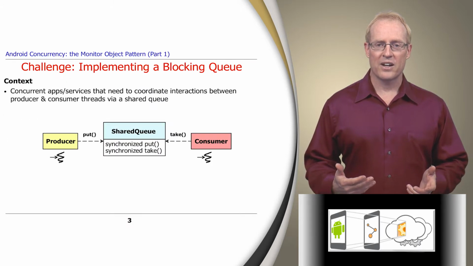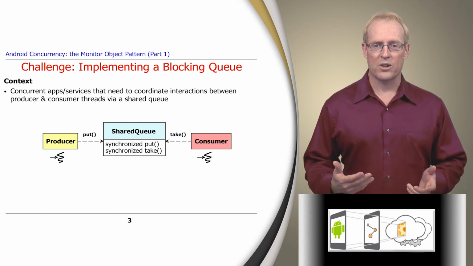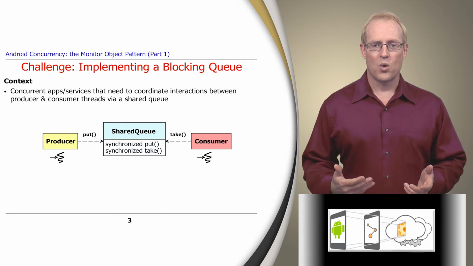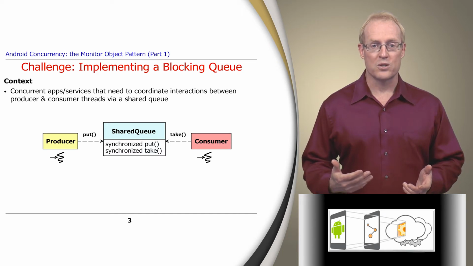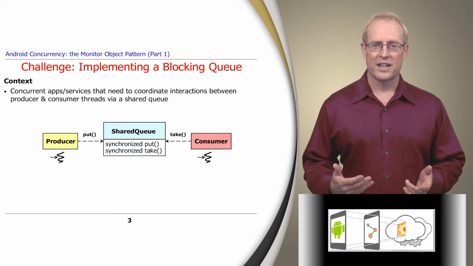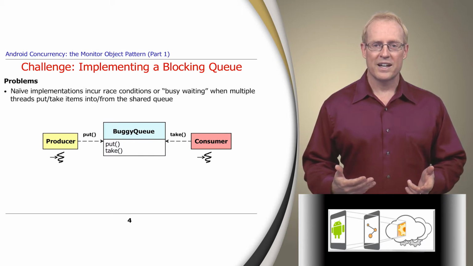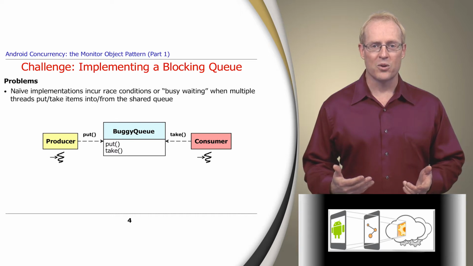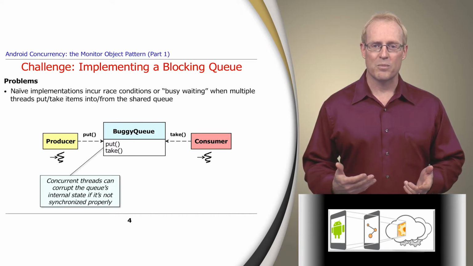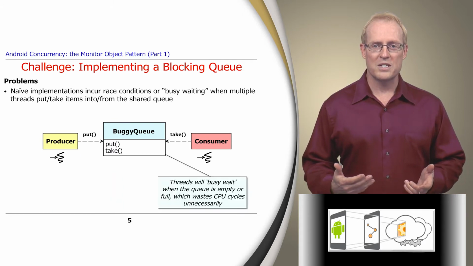To motivate the need for this pattern, and to introduce an example that we'll use throughout our discussion of this pattern, we generalize from several examples covered in previous parts of this module, where concurrent applications and services need to coordinate the interactions of multiple producer and consumer threads via a shared queue. A common problem in this type of software is that naive implementations of a shared queue will incur race conditions or busy waiting when multiple threads put and take items into and from the queue. For example, concurrent threads can corrupt the queue's internal state if it's not synchronized properly. Likewise, threads will incur busy waiting when the queue is empty or full, which wastes CPU cycles.